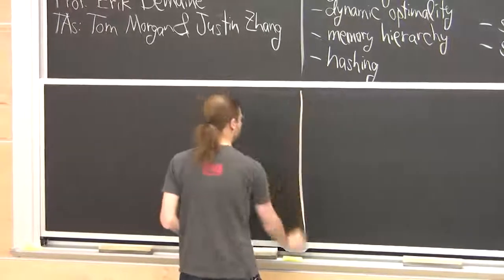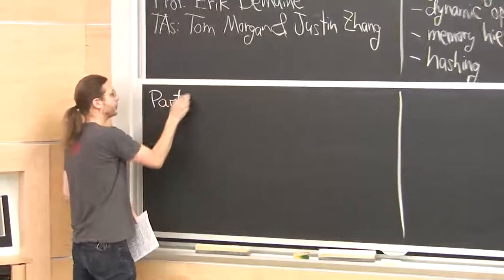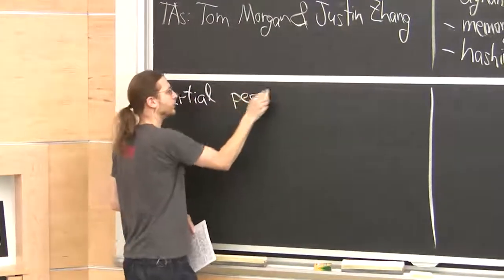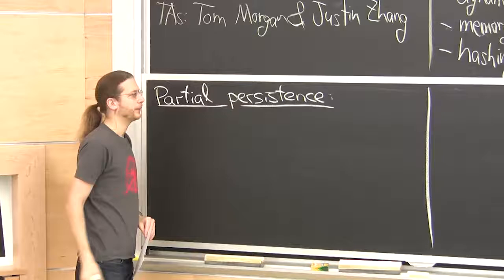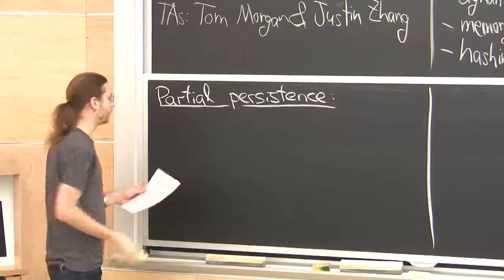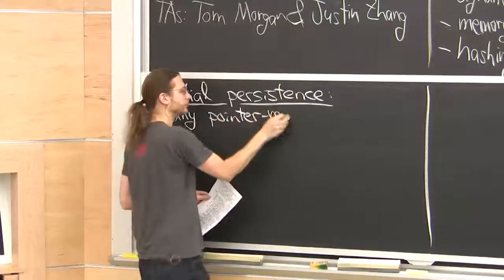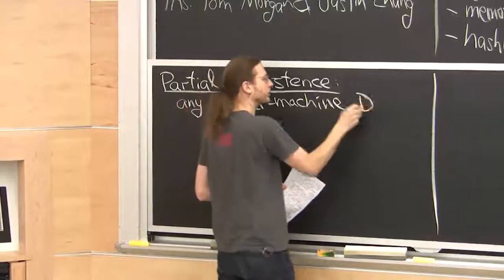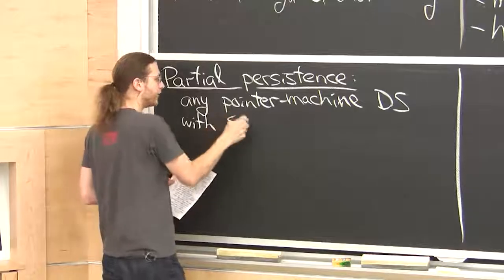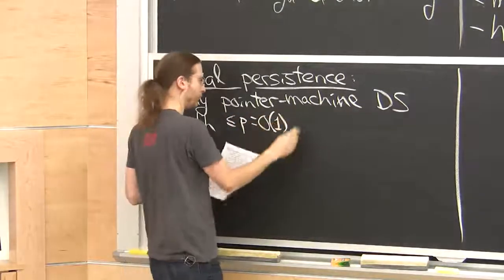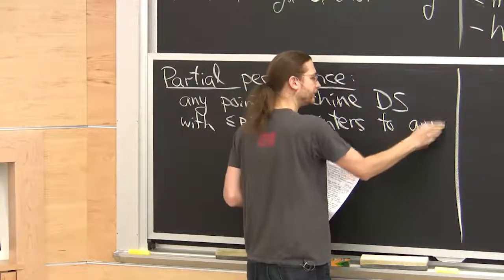Well, let's do some real data structures. We start with partial persistence. This is the easiest. But for both partial and full persistence, there is the following result. Any pointer machine data structure with a constant number of pointers to any node. So this is constant in degree.